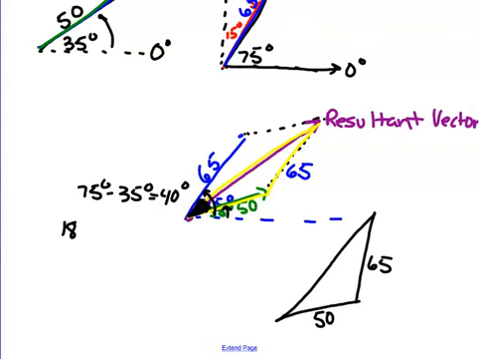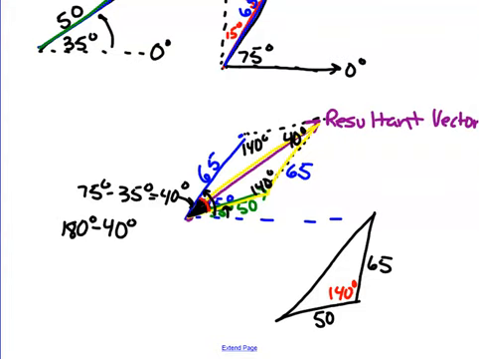Now if I go 180 minus 40, that means this has to be 140. So if I'm looking at this as a parallelogram, this is 40, down here is 40, and this is 140. I need to find this angle here. I did 75 minus 35 to figure out that's 40, and then that helps me find this 140 right here.